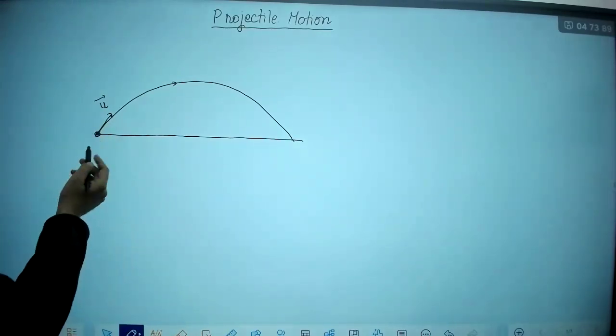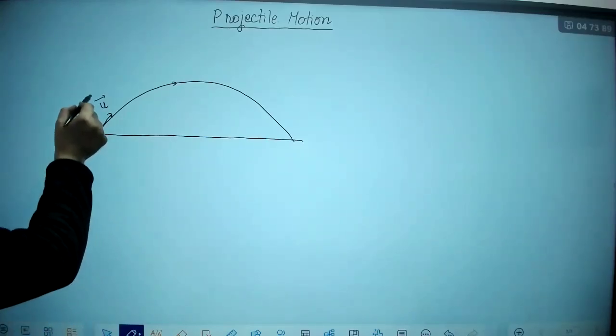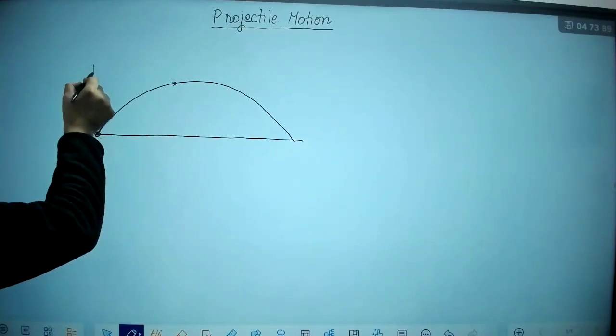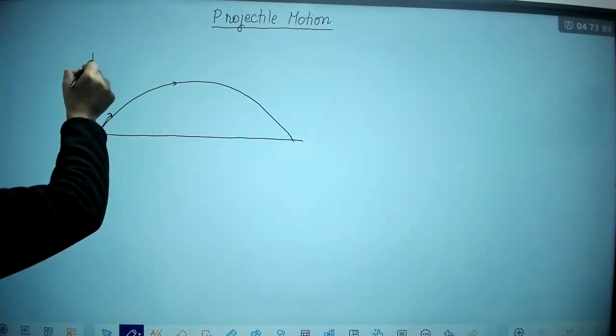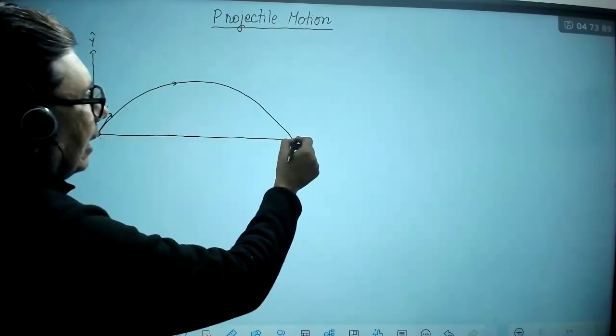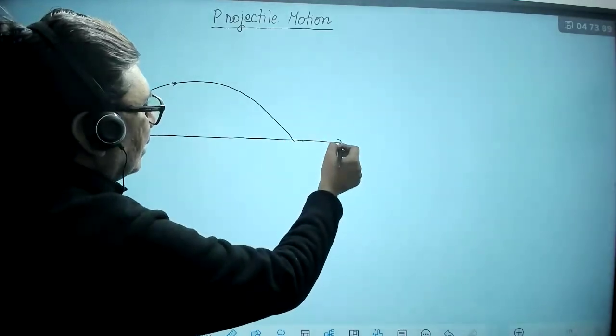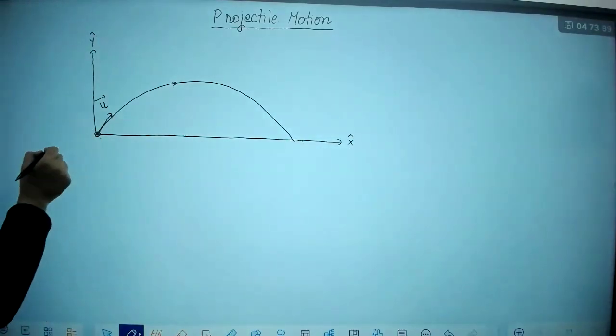So this is a particle. You can call it a projectile. I'm considering this as the y-axis here, and this is the x-axis. And this particle which is projected is called a projectile.